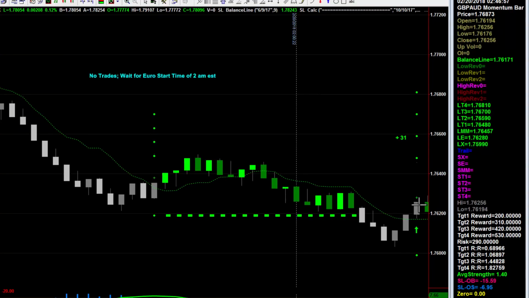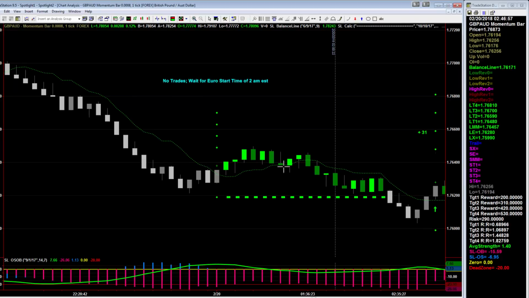One of the things we love about Spotlight is part of its name, Spotlight. It means that it shines a spotlight on the best setups. So we don't try to catch every move. Here's a move down. We're waiting until our first trade of the day, which is right here. And we'll pick up the Asian session going forward. All right, so here we go.